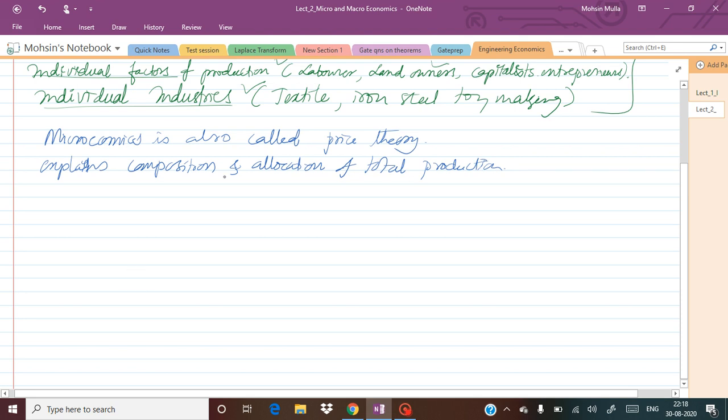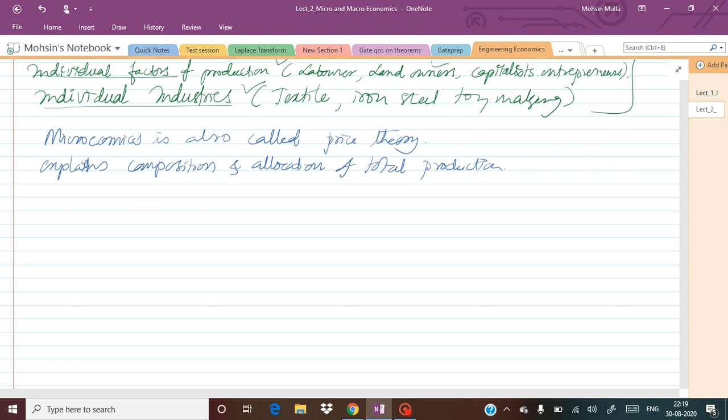What are the various products and who is going to consume them? That is called the composition and allocation of total products. Sometimes it also needs to be considered why some products need to be produced in larger quantities than others, while income theory explains the level of total production.